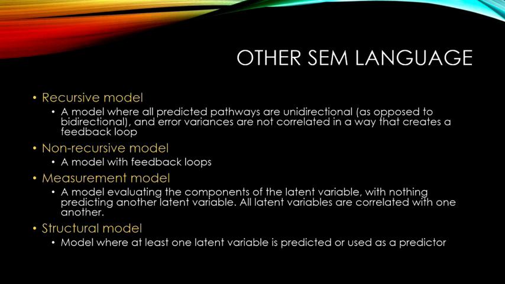The measurement model is a model evaluating the components of the latent variable, with nothing predicting another latent variable. So what we're really looking at is just the latent part of the model. Whenever you have latent variables in a model, you need to test that part separately to make sure it works well. The structural model is then where at least one latent variable is predicted or used as a predictor. So that's really the main part of your model.